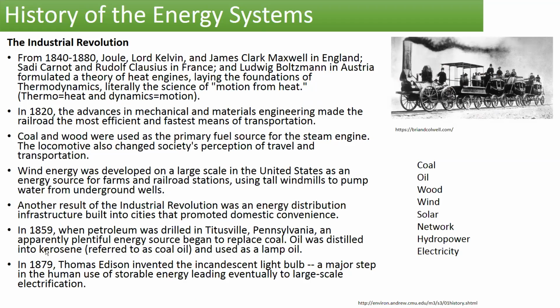Another result of the Industrial Revolution was an energy distribution infrastructure. That's the other thing: the infrastructure. And that's what matters these days. So you may think, with all the advances that we have, why don't we have more wind energy and solar energy? It's because we don't have the infrastructure in place, okay? The infrastructure that we have today for fossil fuels took many years to put in place.